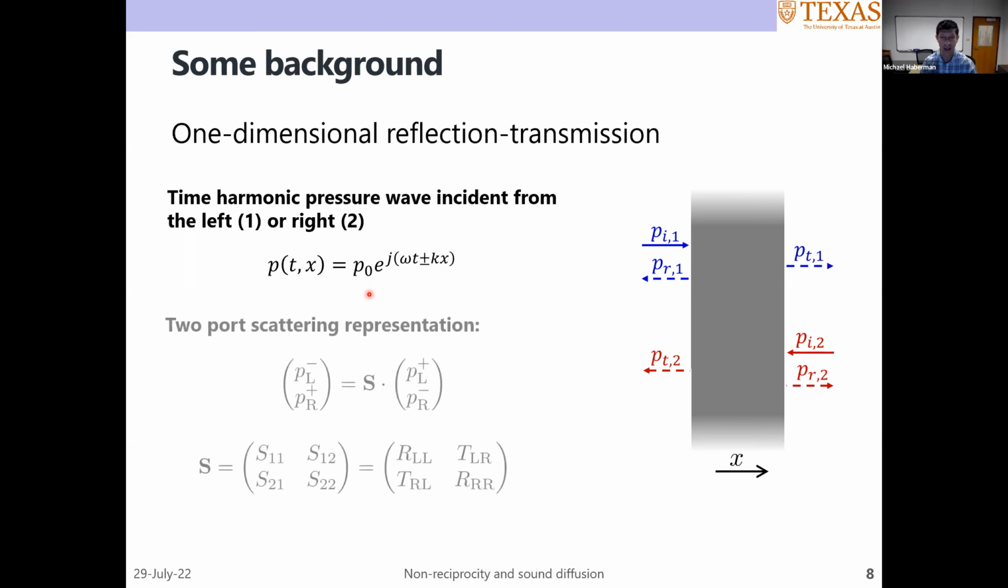And so we can represent that as a 2-port scattering matrix, or a scattering representation, where the outgoing waves are related to the incoming waves via some scattering matrix, where the entries of the scattering matrix are just the reflection coefficients from the left and from the right on the diagonal, and then the transmission coefficients on the off-diagonal terms, so the transmission from left to right and the transmission from right to left.